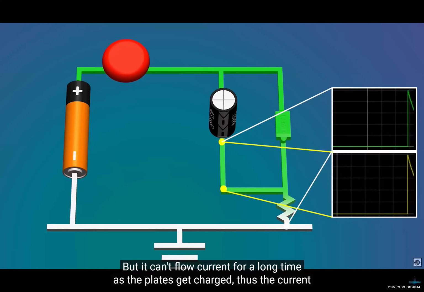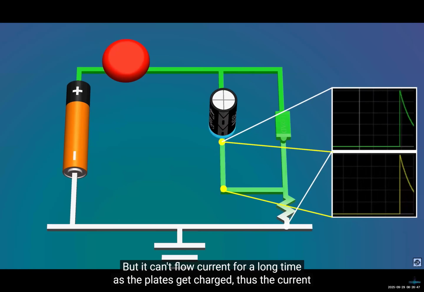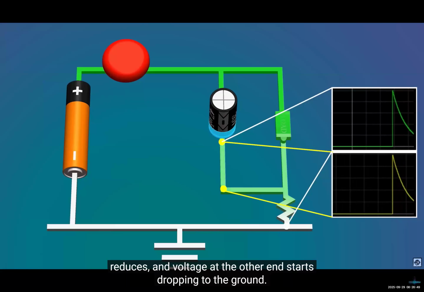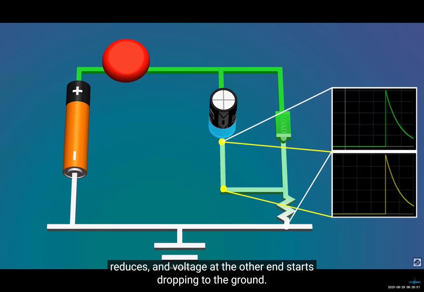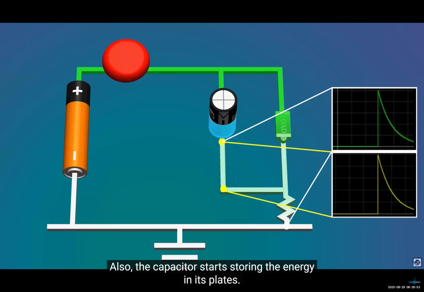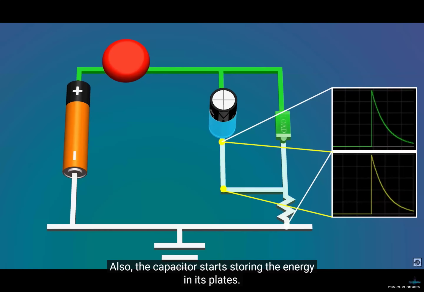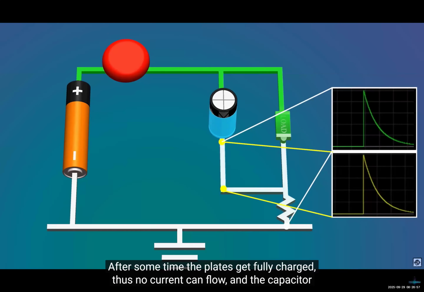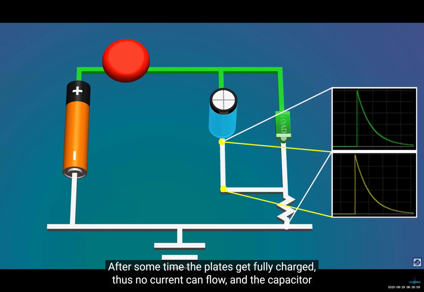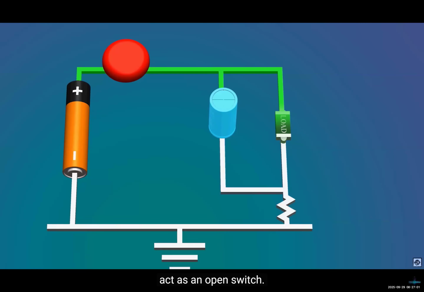But it can't flow current for a long time as the plates get charged, thus the current reduces and the voltage at the other end starts dropping to the ground. Also, the capacitor starts storing energy in its plates. After some time, the plates get fully charged, thus no current can flow, and the capacitor acts as an open switch.